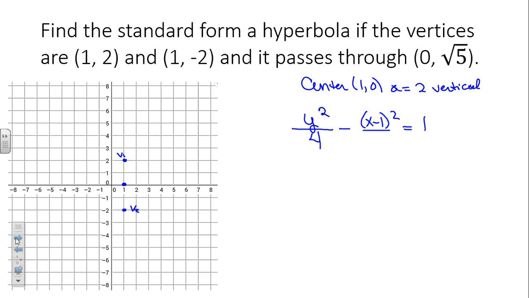And the only thing they told us is that it goes through the point 0, square root of 5. So we know it's going through this point. I can draw it actually going through the point. Well, the square root of 5 is a little bit more than 2, right? Because the square root of 4 is 2, so 2.2. Okay? So we're at 2.2, 0 over 2.2 up.